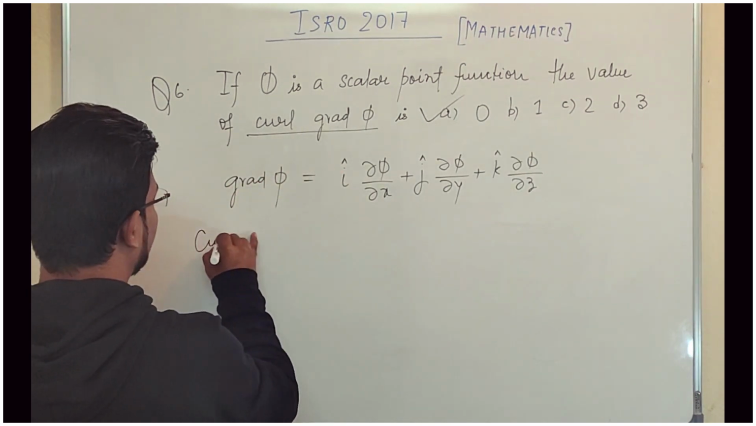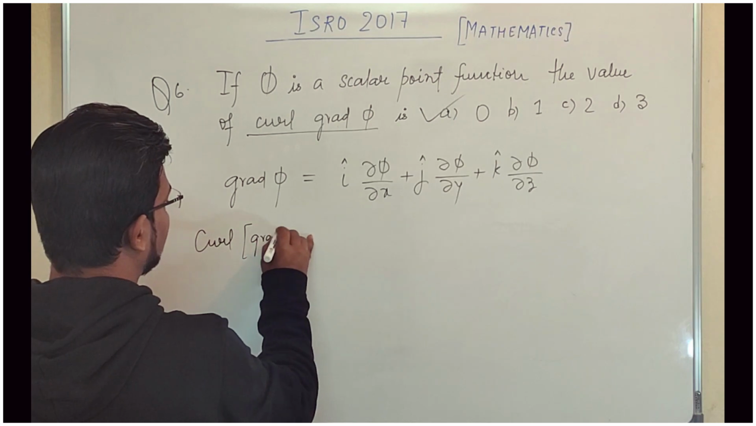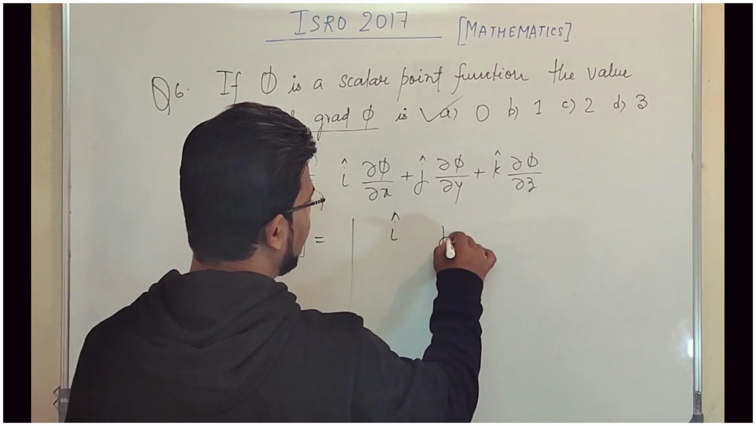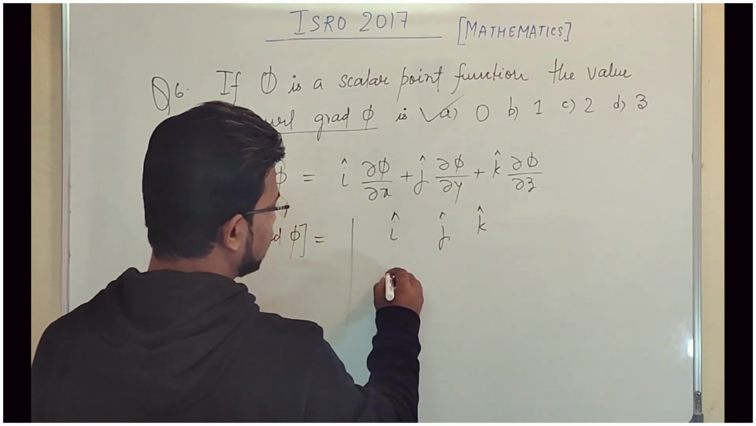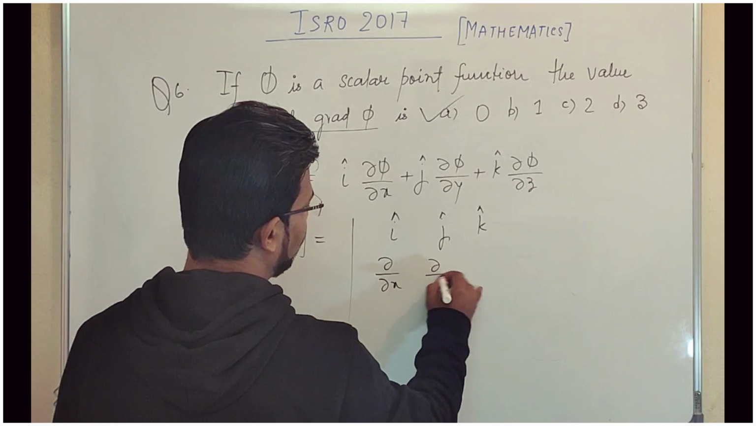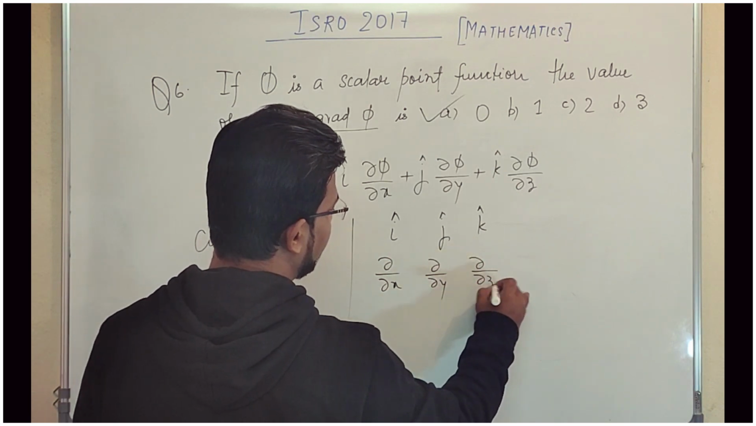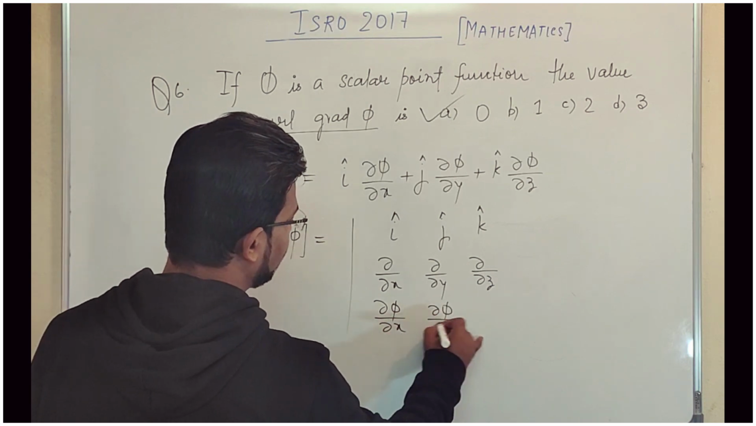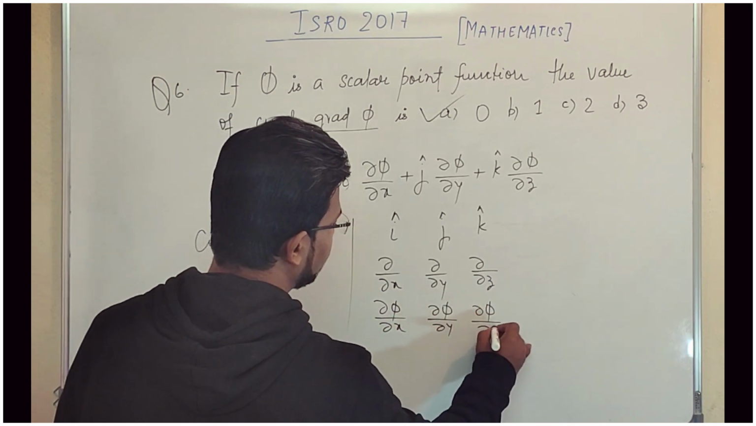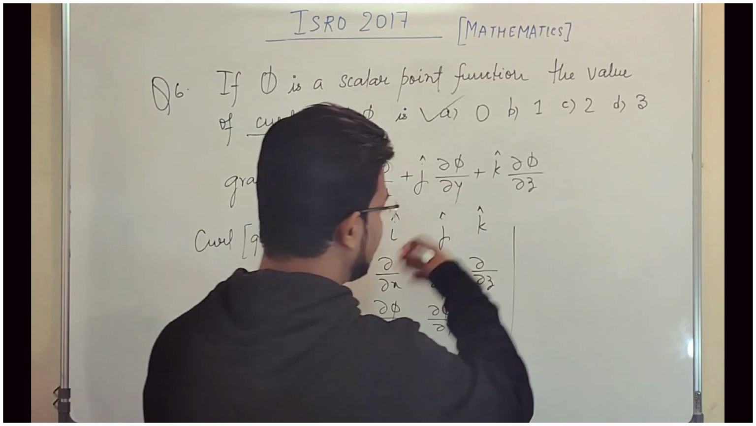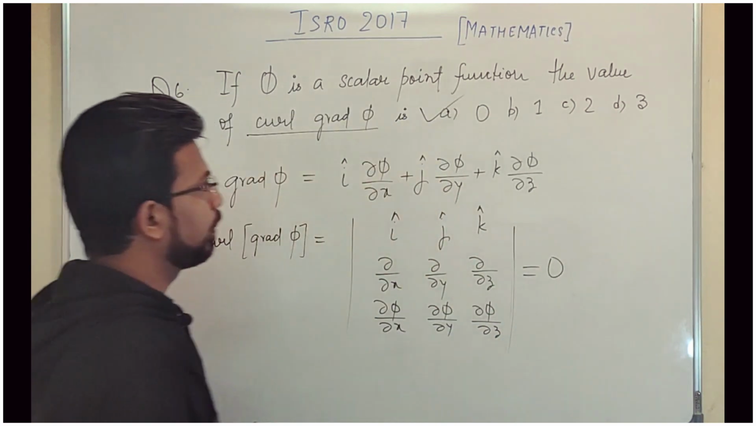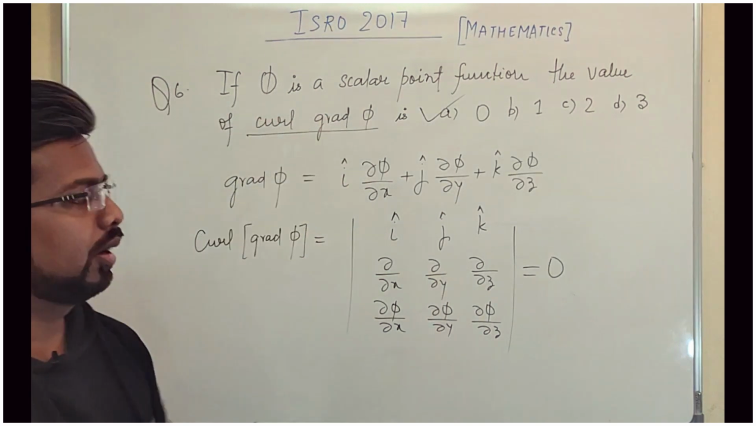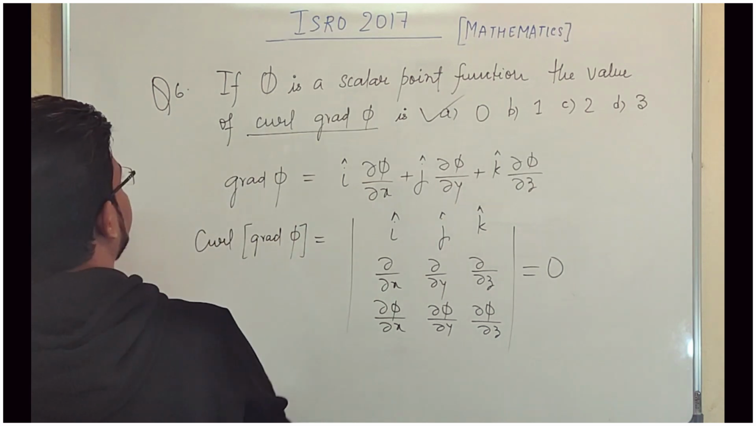Now curl of grad phi means I need to get the determinant of i cap, j cap, k cap, then dou x, dou y, and dou z. Here I'll be having dou phi dou x, dou phi dou y, dou phi dou z. Now if you solve this determinant, it will actually come out to be 0. And it is quite suggestible to remember one statement, that curl grad phi is equal to 0. That's it.